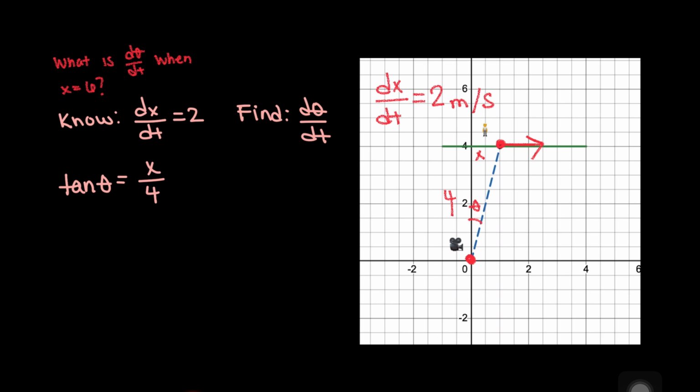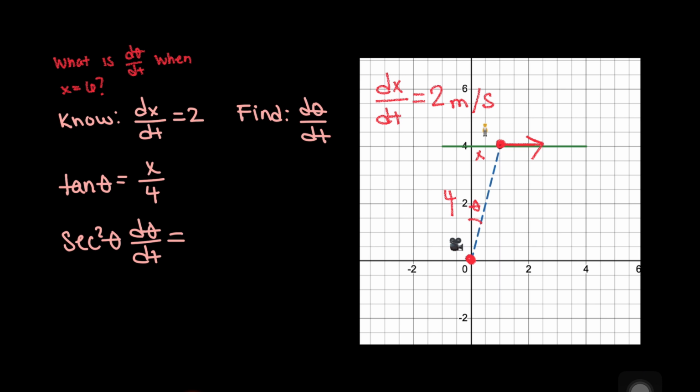I know tangent is opposite over adjacent. So in this case, tangent of theta has to equal x divided by 4. And there's my equation that relates x and theta. Now I'm going to take the derivative of that equation.